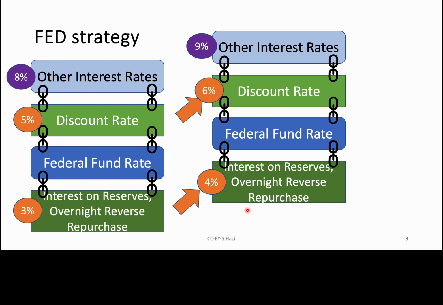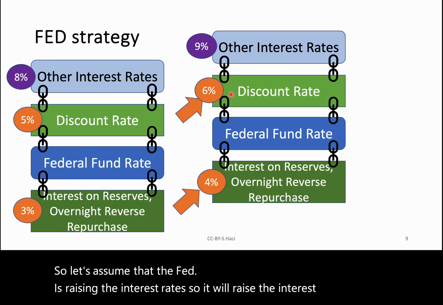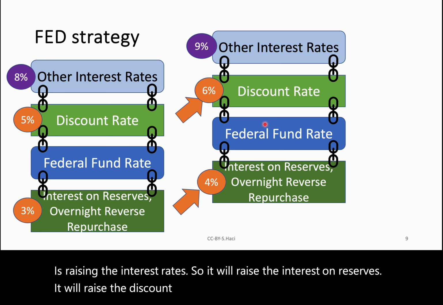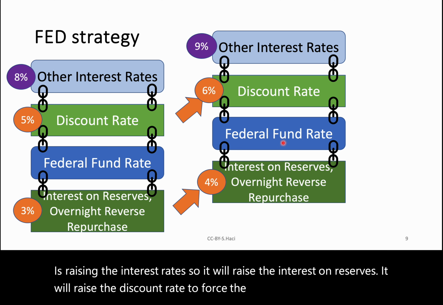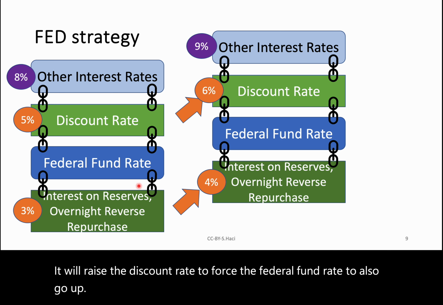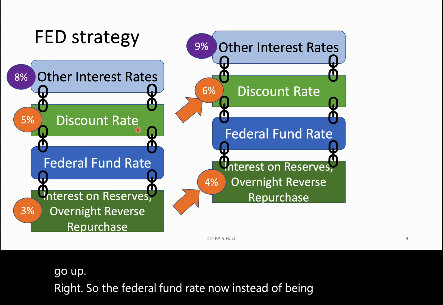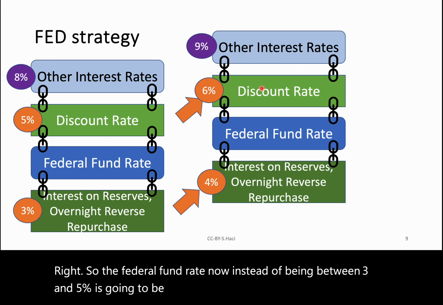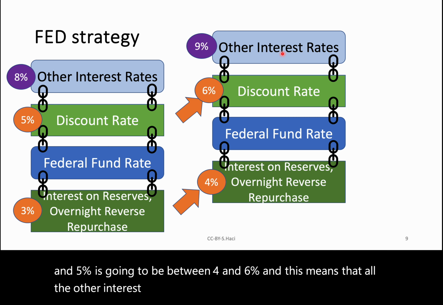So let's assume that the Fed is raising the interest rates. So it will raise the interest on reserves, it will raise the discount rate to force the federal funds rate to also go up. Right? So the federal funds rate now, instead of being between 3 and 5%, it's going to be between 4 and 6%. And this means that all the other interest rates in the economy will also increase.